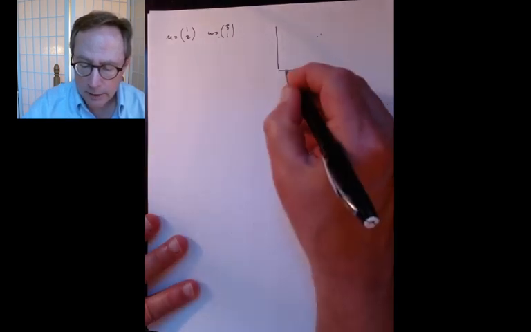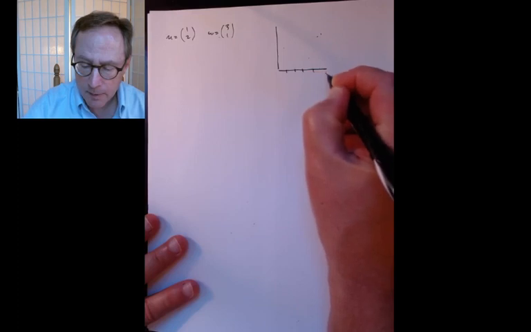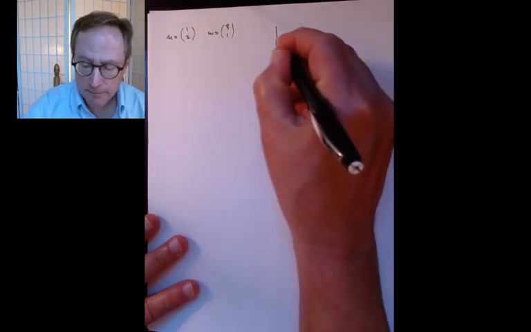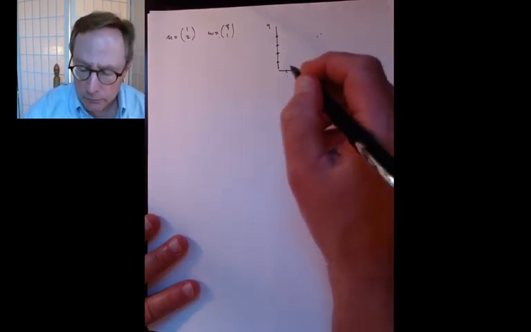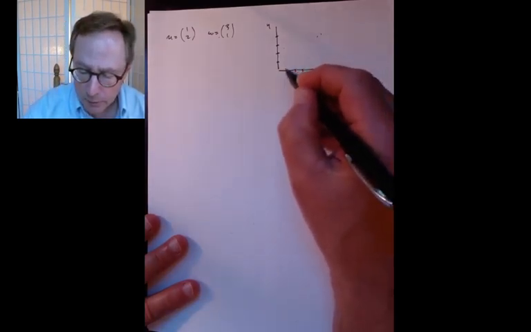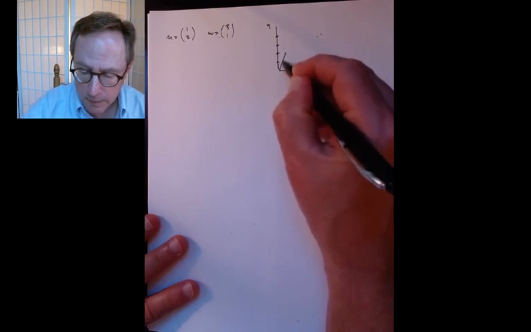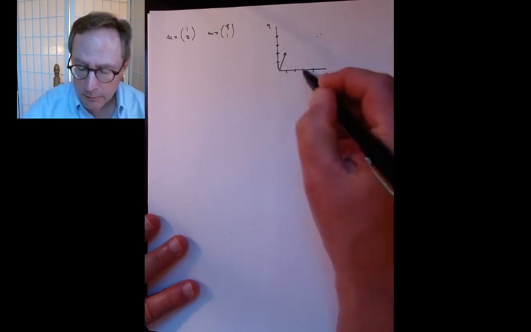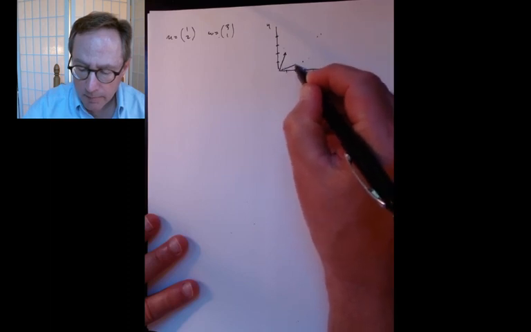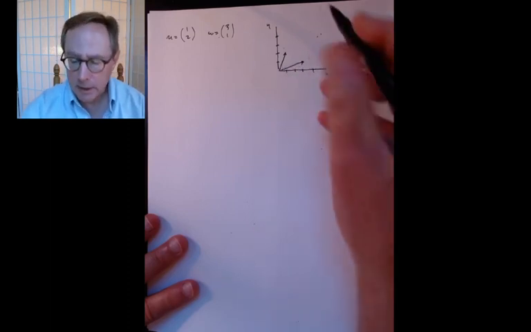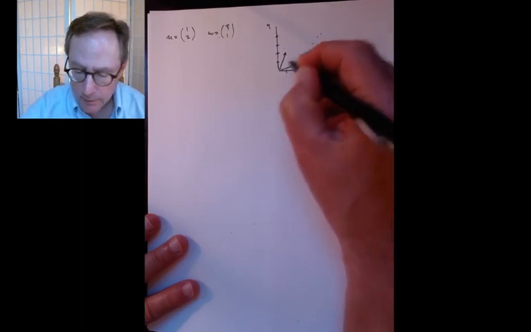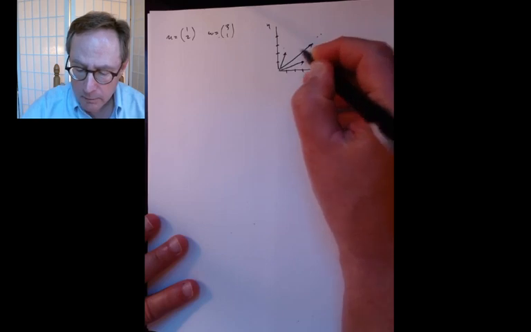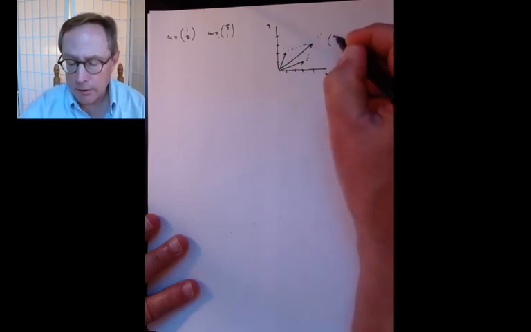So I'll draw, and this is going to be the x-axis, and this is going to be the y-axis. I'll draw (1, 2), and I'll draw (3, 1), and I'll draw the parallelogram picture. And the parallelogram picture goes to what? (4, 3). There we go. Okay, so (4, 3).